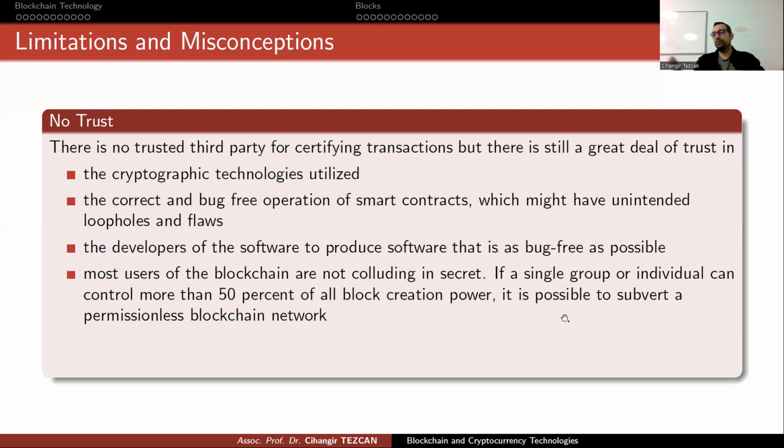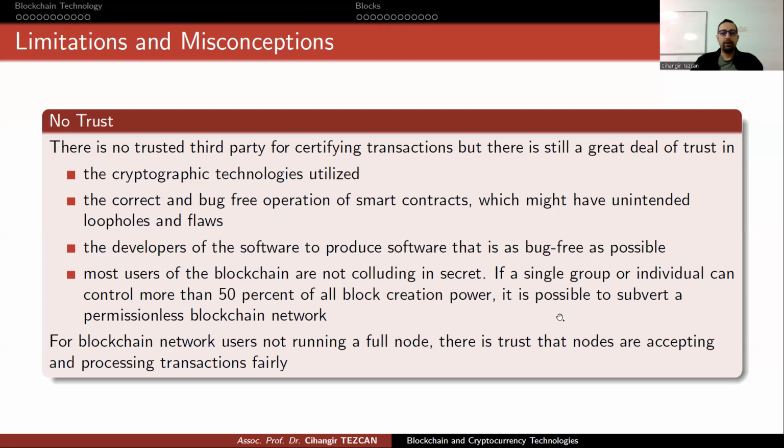A similar thing can happen in the proof of stake scenario anyway. For blockchain network users not running a full node, there is trust that nodes are accepting and processing transactions fairly. For instance, if you install wallet software on your mobile phone, you are not storing all of the blockchain on your phone, right? So when you are checking transactions, you need to ask the full nodes. So here you also trust them.